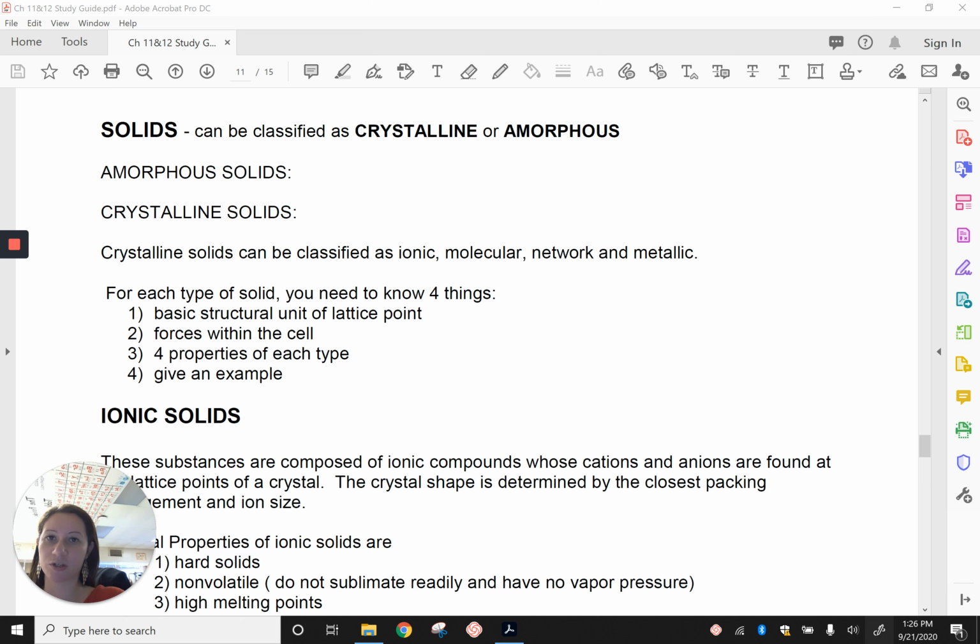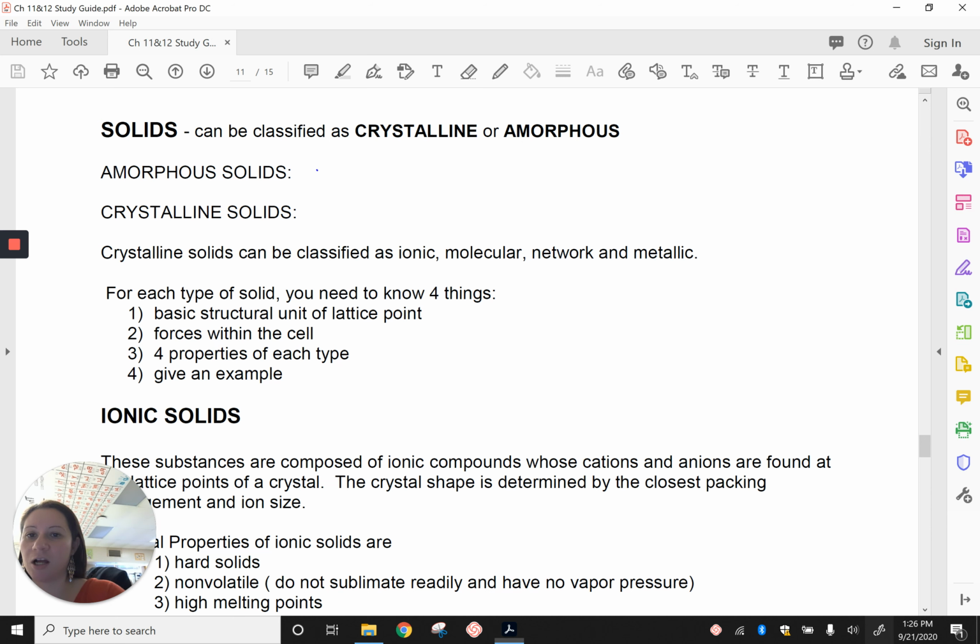Solids don't really get much respect in chemistry because reactions are what chemistry is all about, and chemical reactions happen when your molecules collide. And so in solids, the particles are stuck in place vibrating, and so it's very hard for them to collide. There are two main types of solids. There are amorphous solids and crystalline solids. Most solids are crystalline, but there are a few that are amorphous.